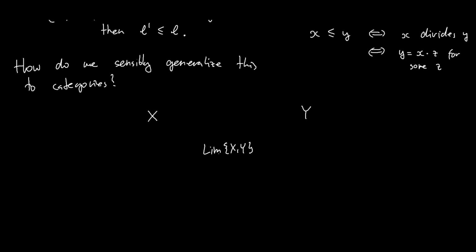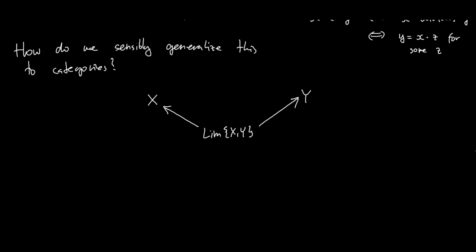And remember, the requirement is that it must be less than both of them, so we must have arrows. And then it must be biggest among everything that's less than both of them. So if I have something else that's less than both of them, then this something else must be less than that as well. But in a general category, the arrows are no longer the less or equal relation. We can have multiple arrows between every two objects, and we have also composition of arrows.